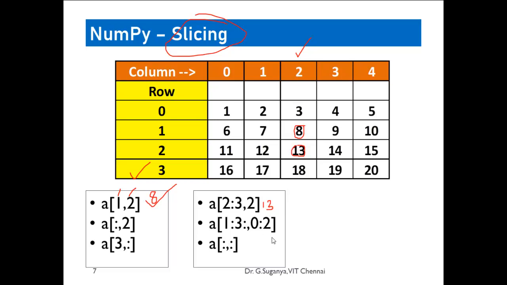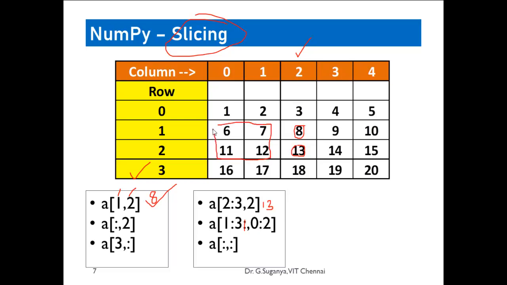Now, furthermore slicing, right? Now a of 1 colon 3. So starting with index 1 and moving till 2. Why? Because 3 will not be included, right? So 1 colon 3 means starting from row 1 moving toward row 2. So 3 will not be included. And what are the columns that we should include? 0 colon 2. So what is it? 0, 1, right? So what are the values that should be printed?